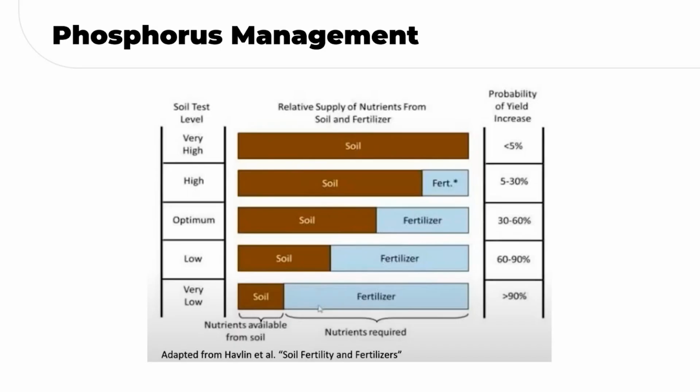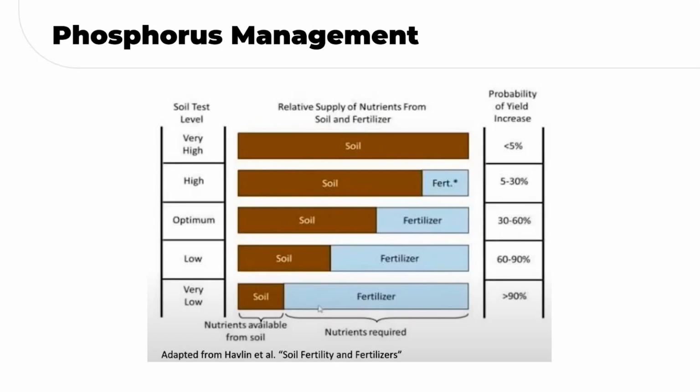So this is just a simple graph, and this isn't part of their study, but it shows, on the phosphorus side, it's just kind of a visual, that it starts at very high, optimum, low, and very low. So that's what would come back on your soil test. Then it shows the probability of a yield increase if commercial fertilizer is applied. So DAP, MAP, any other phosphorus, 10-34-0, any of those types of things.